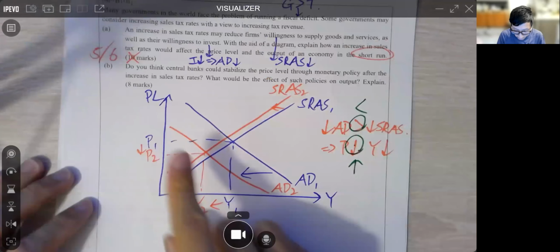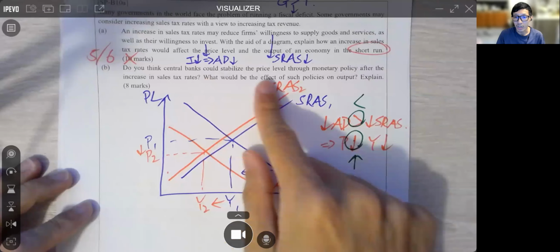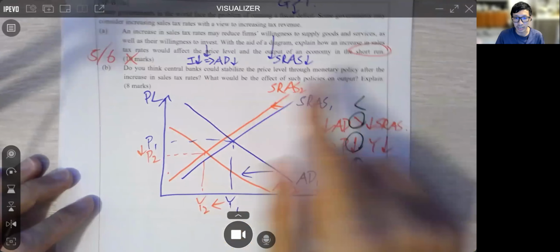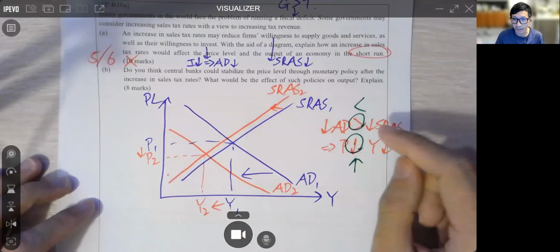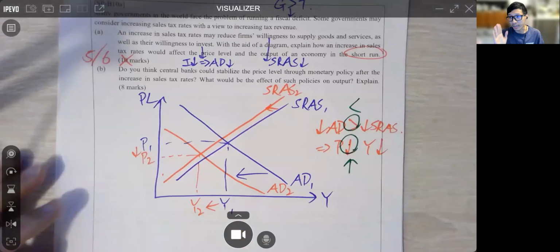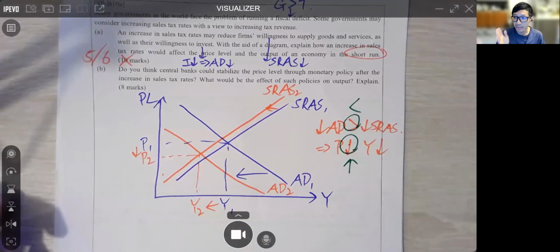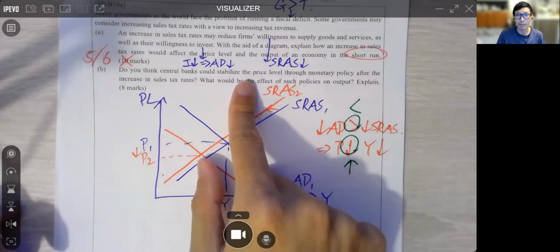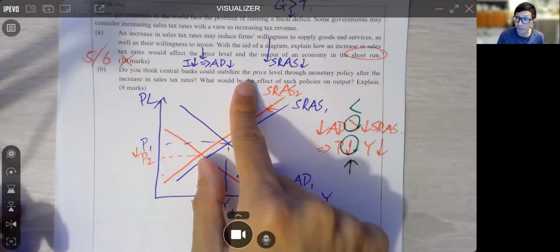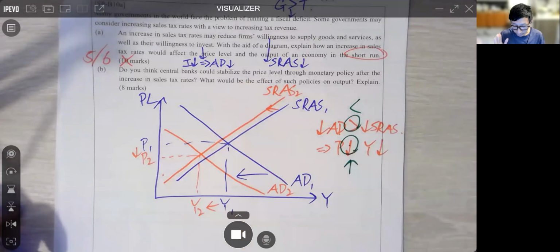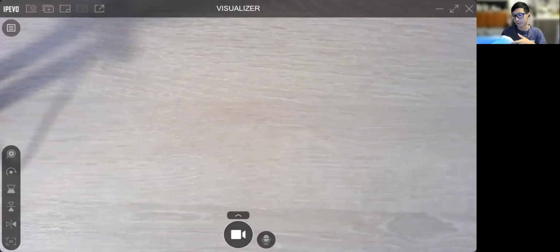好啦，part B, do you think the central bank could stabilize price level through monetary policy after the increase in sales tax, okay? Of course they can. But again, let's leave this question for our chapter 20, where we talk about monetary policy. 我们去到22课先再讲啦，好吗？Okay, with that said, now, let's go to the next page.